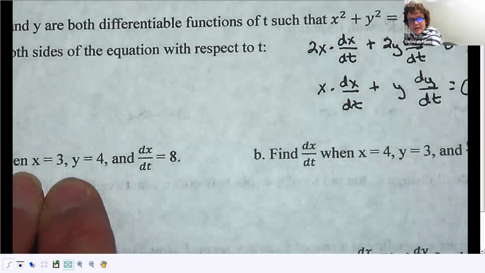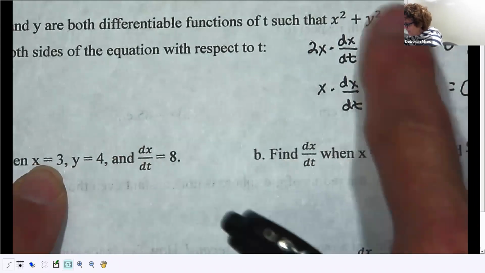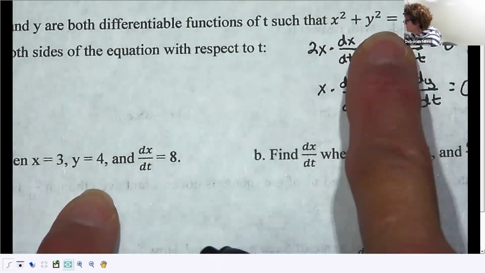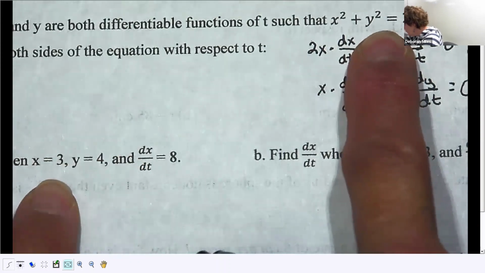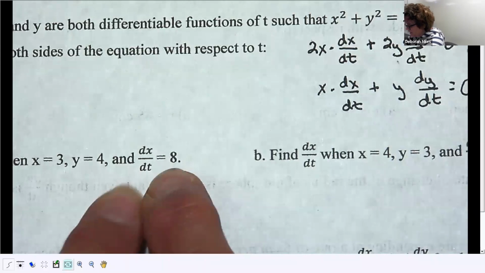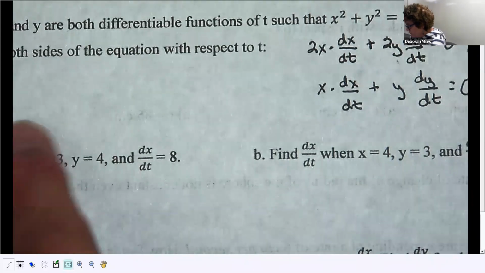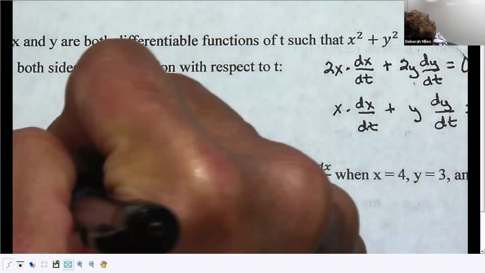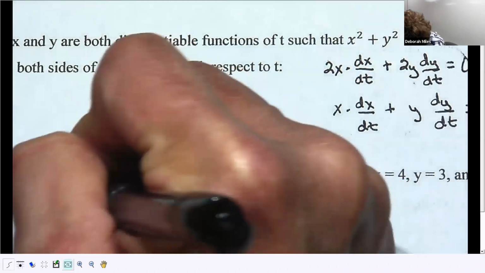So when x is 3 and y is 4, does that satisfy this equation? 3 squared plus 4 squared is 25. Yeah, that's a point on that circle. And the rate of change in x is 8. Find the rate of change in y with respect to time. So I'm going to put a 3 in place of the x, an 8 in place of the dx over dt, a 4 in place of the y, and I'm solving for dy over dt.